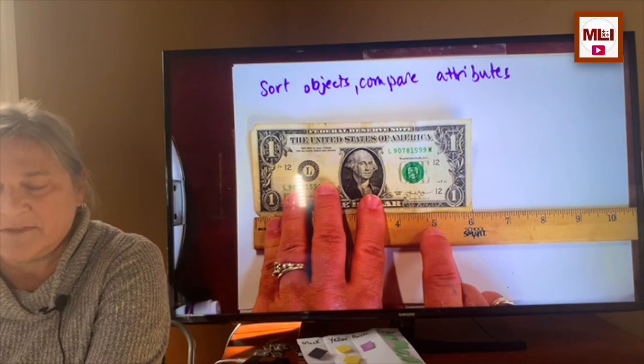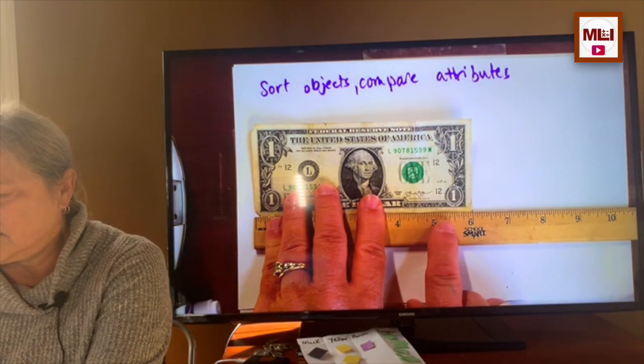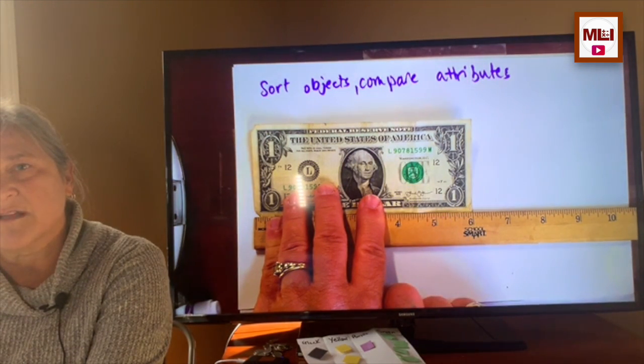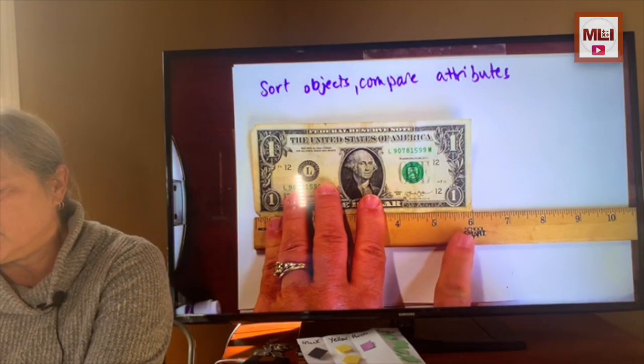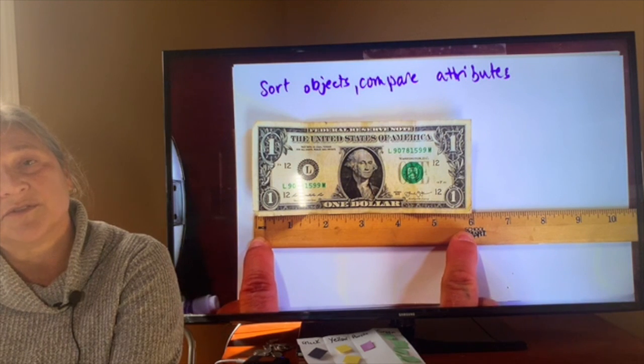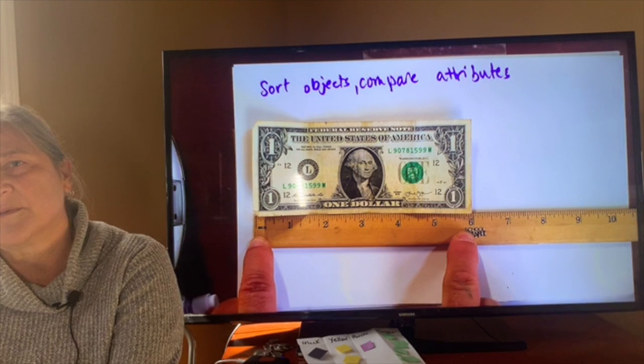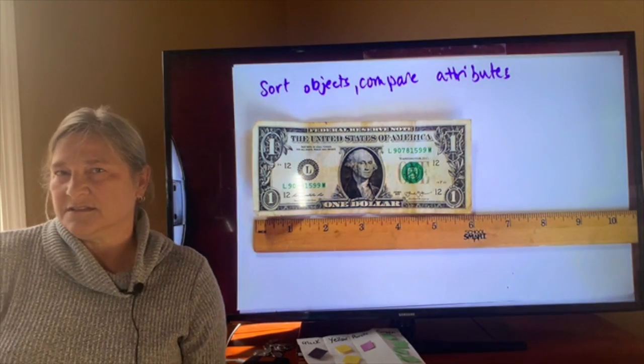It would be kind of cool, if you have some dollar bills around the house, I know a lot of people don't have cash, but if you do, to say, okay, let's find something that's 4 bills long. And then, knowing that a dollar bill is 6 inches, you can ask your third grader or your fourth grader, okay, if it was 4 bills long, how many inches is that?